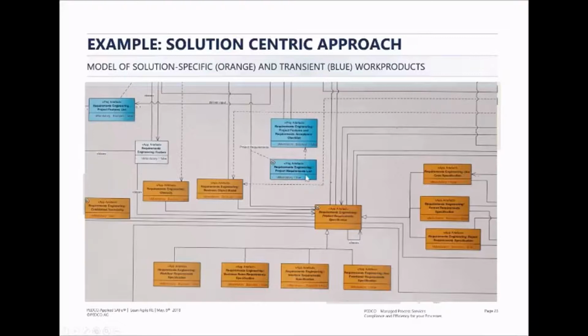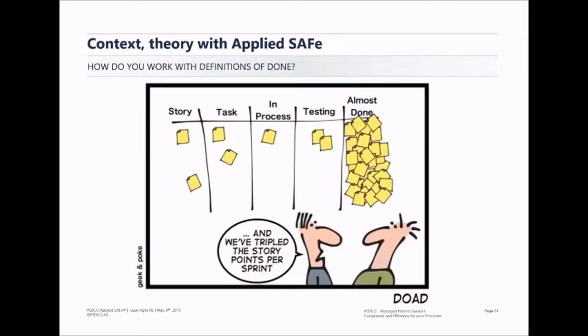For example, we see here that there are transient objects, these are the blue ones, or the solution objects, which are the orange ones, if they're mandatory, here with the M, or if they're tailorable, yes or no. So this is all kind of information which we have in such a model. And such different behavior can be driven with definitions of done.